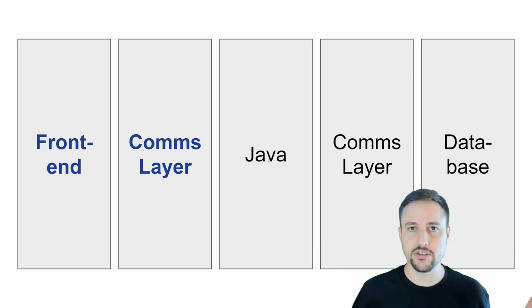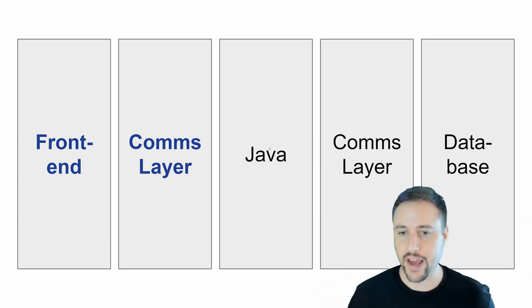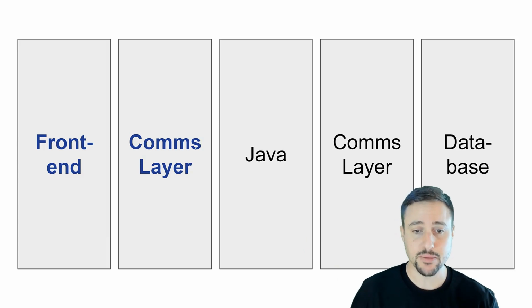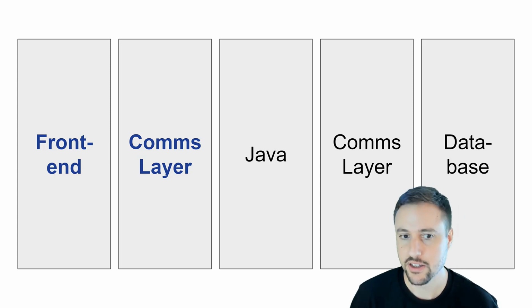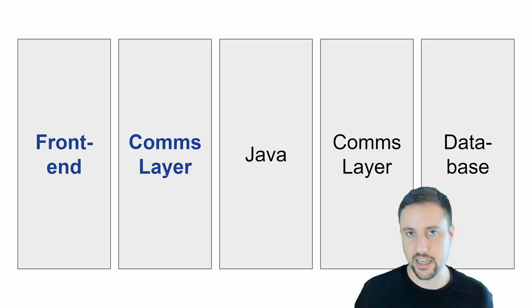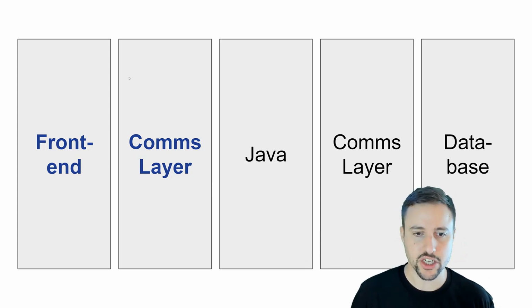So these 5 pillars can be completely generic, right? You don't have to put Java in here. And that's why I said communications layer. There's a specific technology that we're using here for this communications layer, but this can apply to any web application that is full stack. So this communication layer allows messages to travel from the front end all the way to Java and back. So from front end to Java and back.